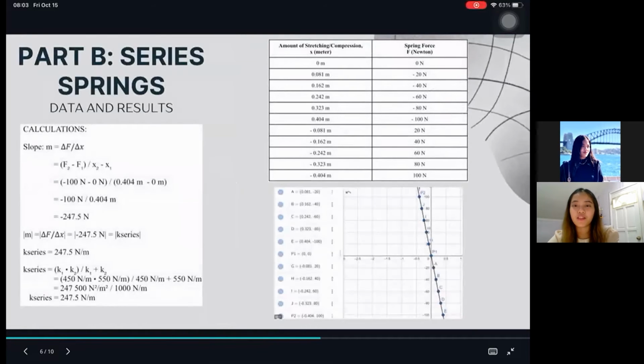Once again, the same goes for the data and results for Part B, series springs, only that it is a series spring system. Using the same two spring constants, the spring constant for springs in series, or K sub series, is different as seen in the calculations.